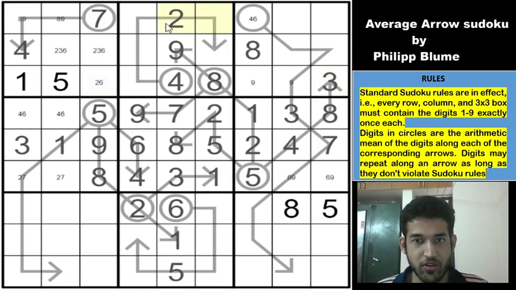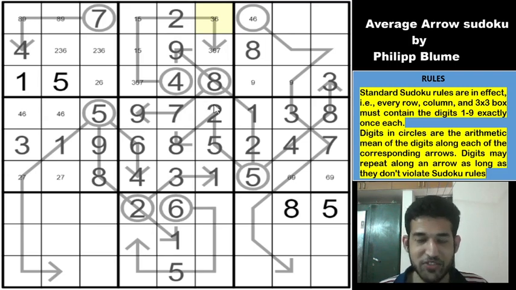Okay, so using classic rule in box 2, 1, 5 can't be in column 3, 1, 5 can't be in row 3, so 1, 5 would have to be locked here, and these cells must be 3, 6 and 7. Okay, there is a 7 in row 1, so 7 can't be here.